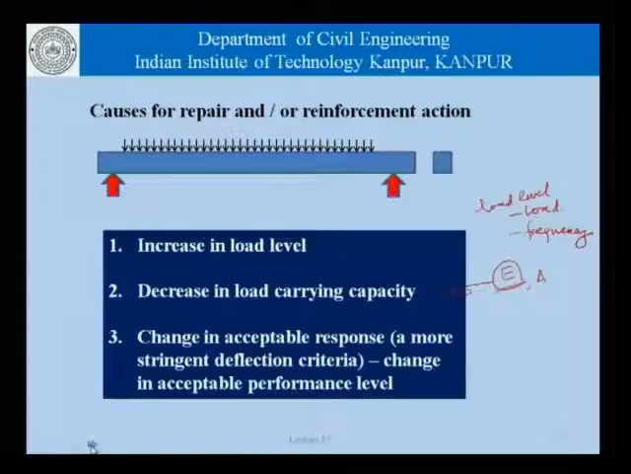Or there could also be a change in the acceptable response. There could be a more stringent deflection criteria, and that really says that we have changed the acceptable performance level. Maybe the load level remains the same, maybe the material is the same, but if we change the maximum permissible deflection, we all know that the beam has to be now differently designed. So, for all these reasons or a combination of these reasons, beams, columns and any other structural member from concrete needs repair or reinforcement during its service life.